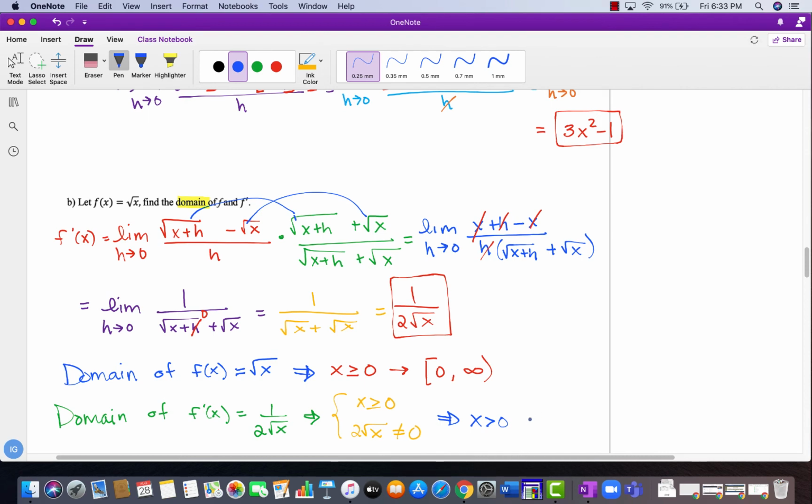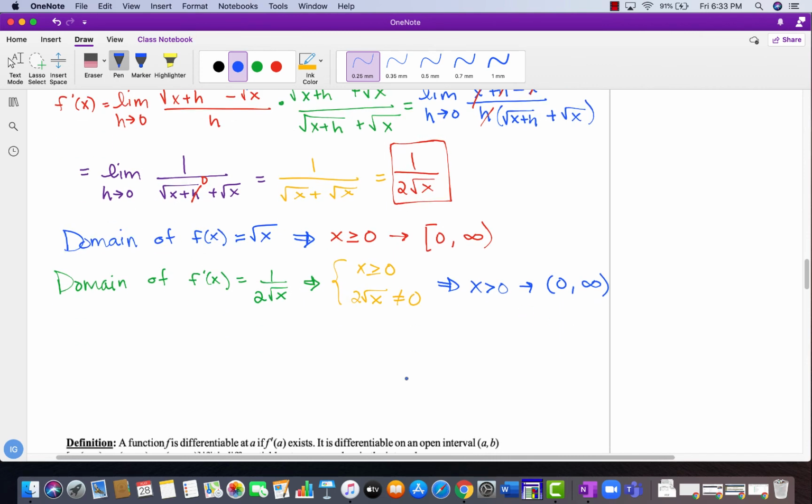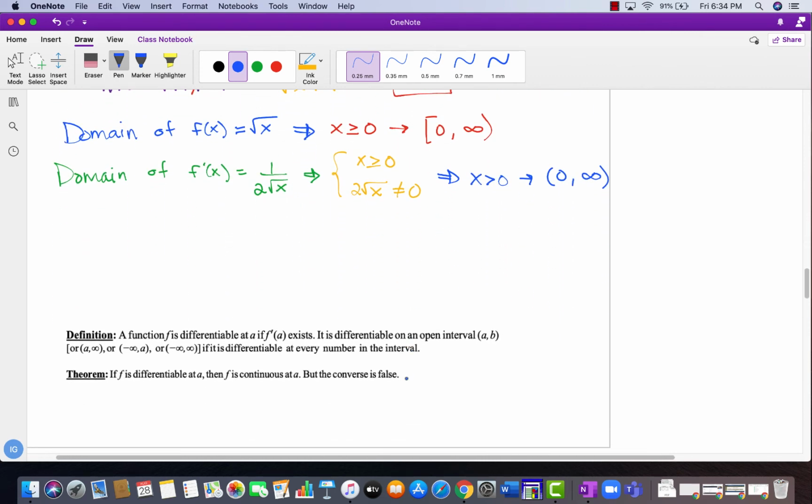And because x has to be greater than 0, we can rewrite it as 0 to positive infinity, where 0 is not going to be included, okay? Alrighty, there's one definition on this page. And it says, function f is differentiable at a if f prime of a exists.